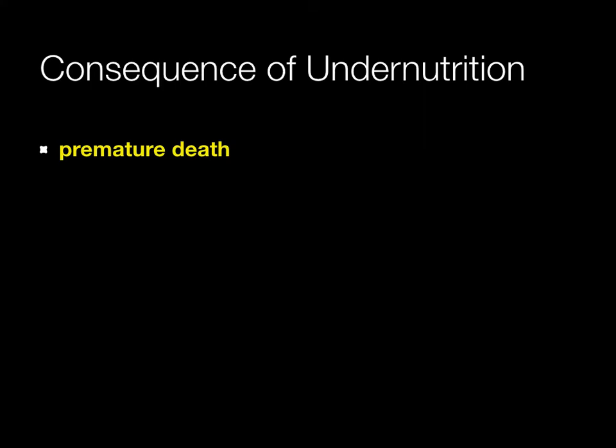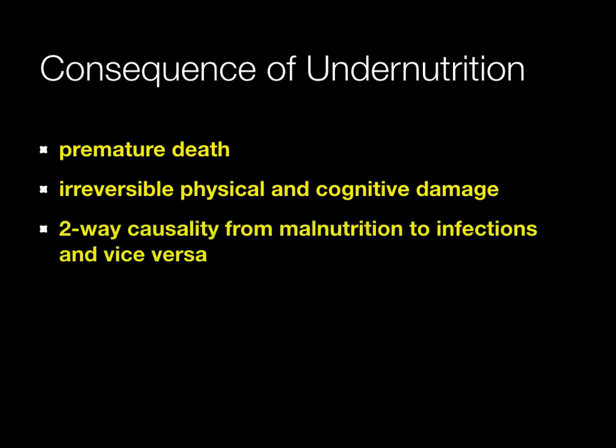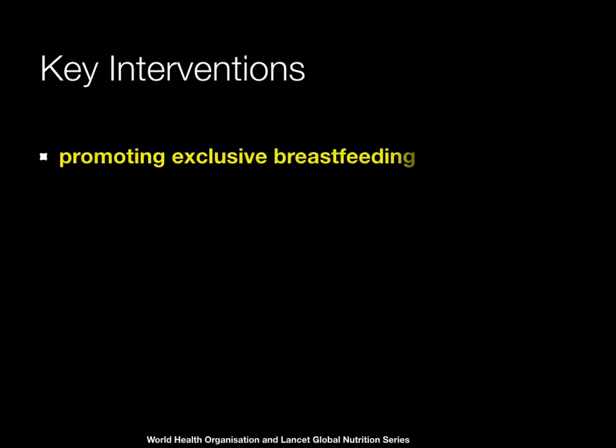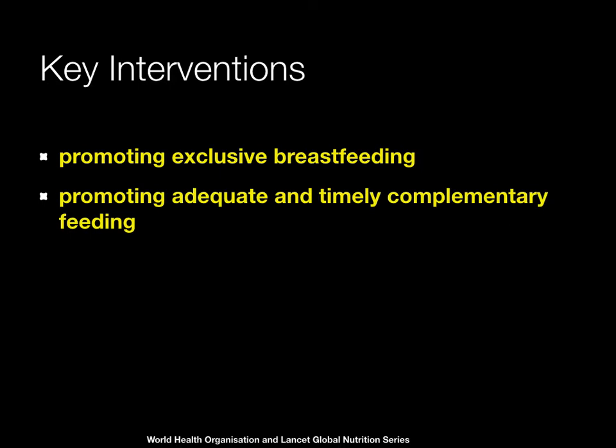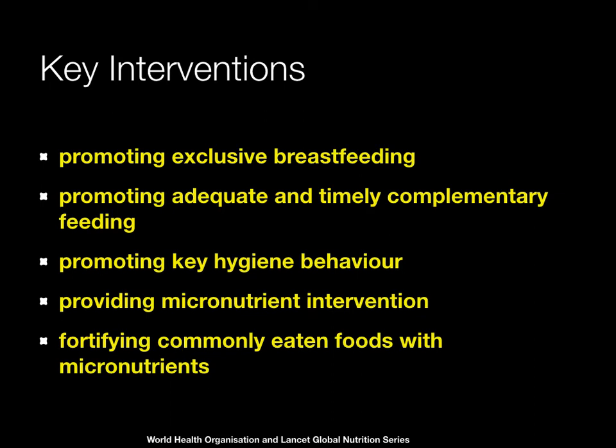Consequences of undernutrition are premature death, irreversible physical and cognitive damage, two-way causality from malnutrition to infections and vice versa, because deficiencies of macro and micronutrients impair the immune system, and reduced lifetime earnings. Key interventions: promoting exclusive breastfeeding, promoting adequate and timely complementary feeding, promoting key hygiene behaviors, providing micronutrient intervention, and fortifying commonly eaten food with micronutrients.